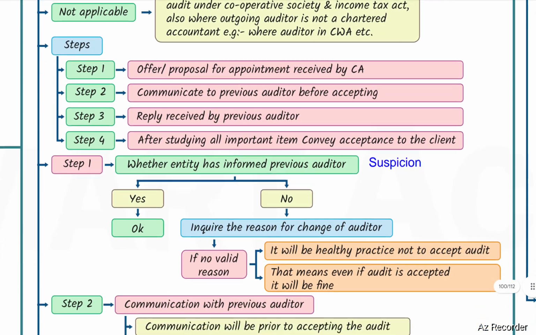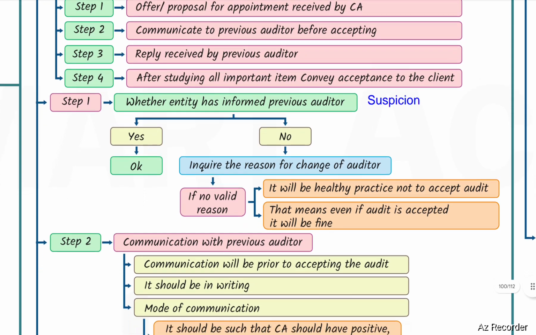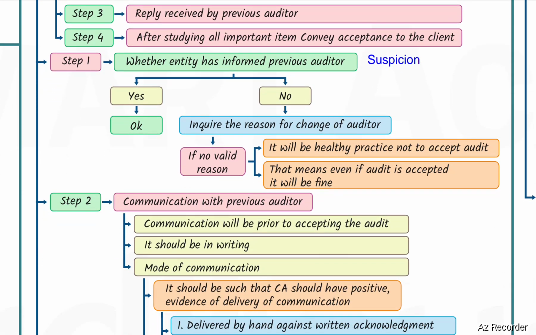Following are the steps. Step 1, offer or proposal for appointment received by CA. Step 2, communicate to previous auditor before accepting. Step number 3, reply received from previous auditor. Step number 4, after studying all important items, convey acceptance to the client. Step number 1, whether the entity has informed the previous auditor. If yes, okay. If no, inquire the reason for change of auditor. If no valid reason is there, it will be healthy practice not to accept the audit. That means even if the audit is accepted, it will be fine.